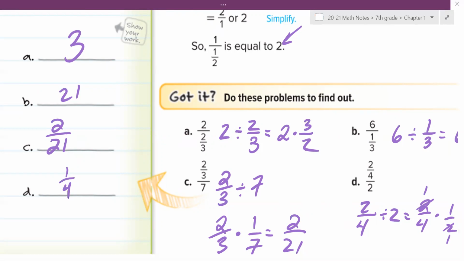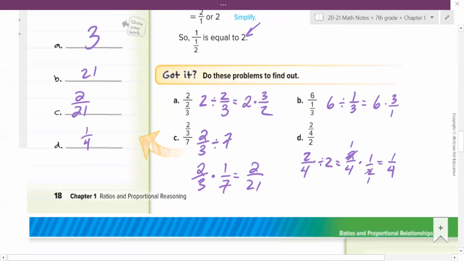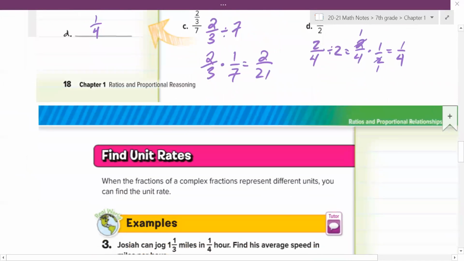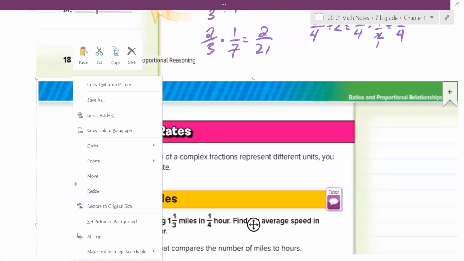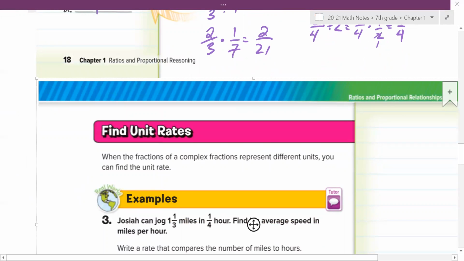Like I said, this is just a calculator usage tutorial, essentially. So here's how it applies to what we did yesterday. Find unit rates. When complex fractions represent different units, you can find the unit rate.